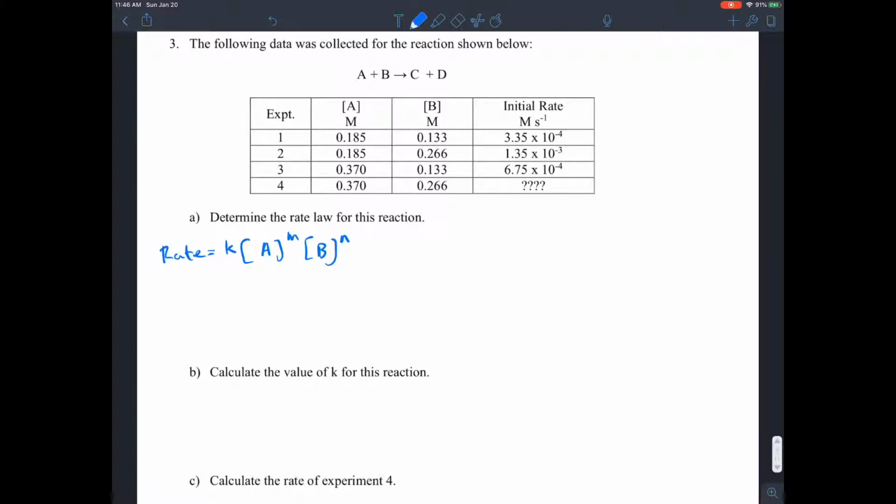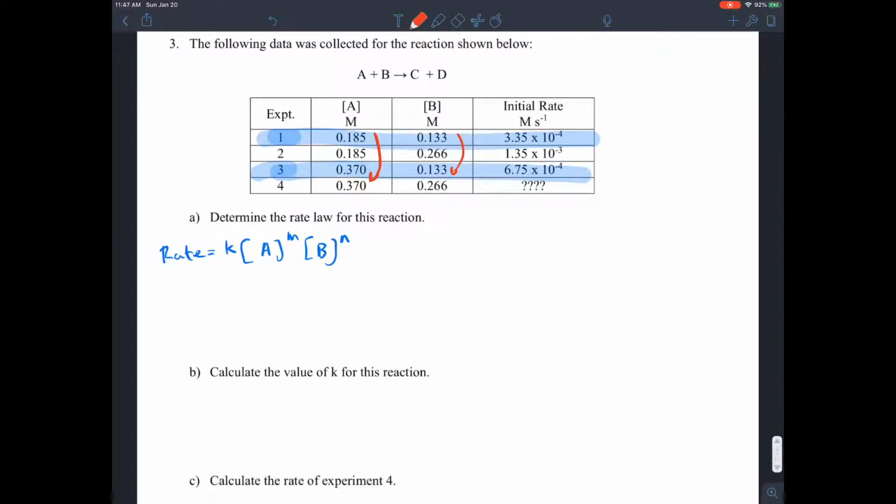So how do I determine the rate order for A? Well, let's find a reaction where B is held constant and A is changing. It looks to me that we can analyze equation 1 and equation 3. Let's look at reactant B. What if it was 1.3 to 1.3? That's the same, so we can use this one because reactant A is changing, but B is held constant.